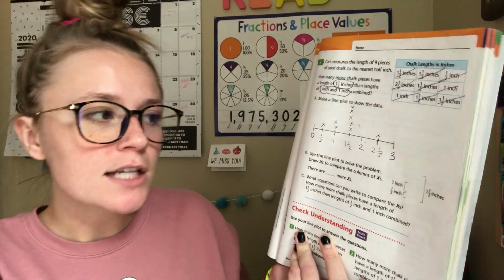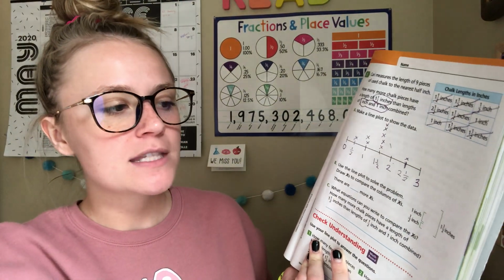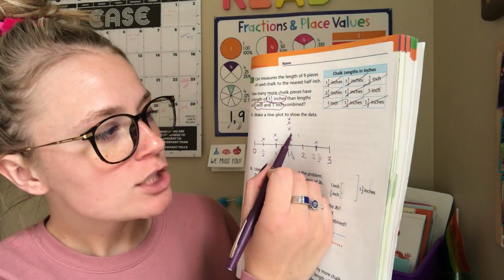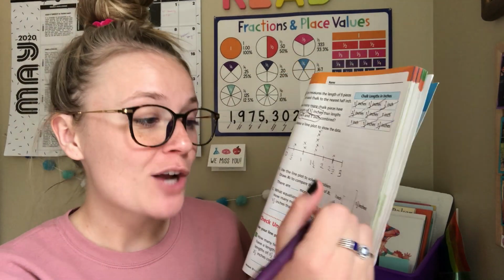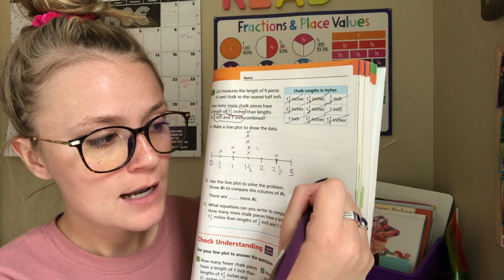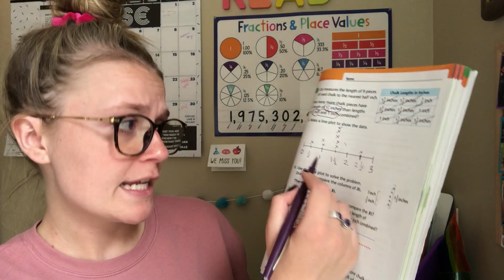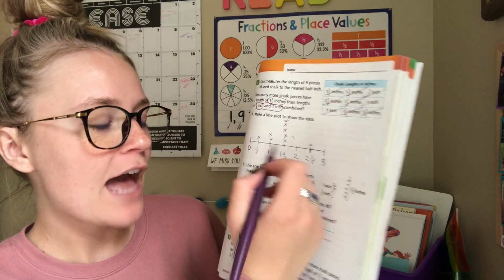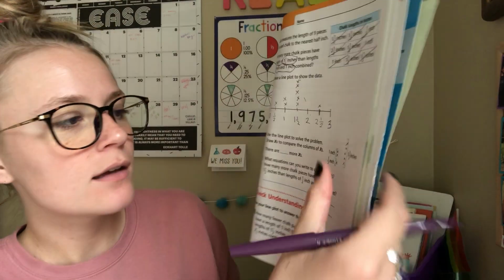Now I can use the line plot to solve the problem, like it says in part B. Draw X's to compare the columns of X's. So how many X's do we have in 1 and 1/2 inches? 1, 2, 3, 4, 5. So there are 5 pieces of chalk with a length of 1 and 1/2 inches. So I'm going to draw 5 X's. Then how many have a length of 1 inch? That would be 2. So I'm going to draw 2 X's. And how many have a length of 1/2 an inch? 1. So I'm going to draw 1 X over in this comparative thing.